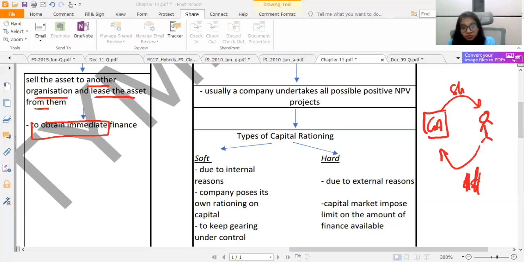Ownership or control. Okay, so they do not want outsiders, or people outside the organization, to gain control over their business, right? So that's reason number one.